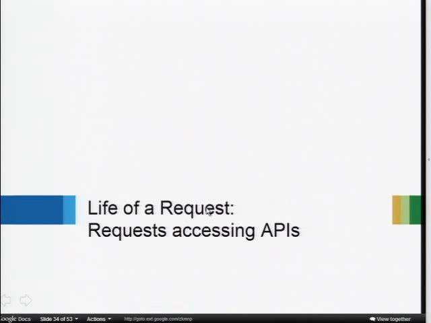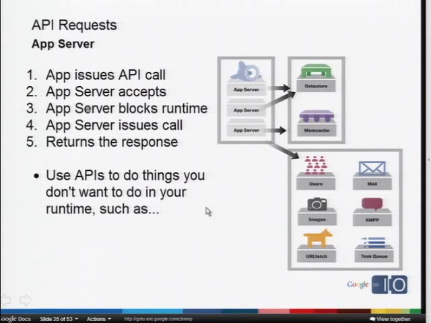So the next type of request is a request accessing an API. This is inside the scope of a dynamic request, but if your request decides to make an API call, it requests permission from the app server, and then the app server will block the runtime of your request, issue the API call, and then wake up the runtime again with the response. This is really cool because it means you don't have to manage concurrency and threading on your own. It's managed in the app server for your app. And because your application is stateless, we don't have to worry too much about what your application needs when it wakes up. We just hand back the response, and you're good to go.